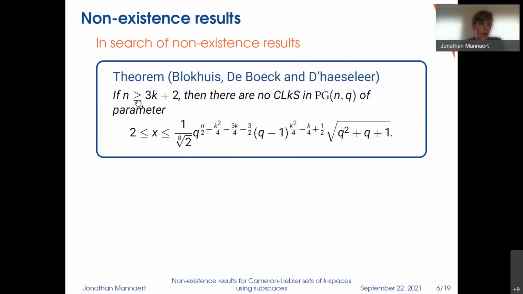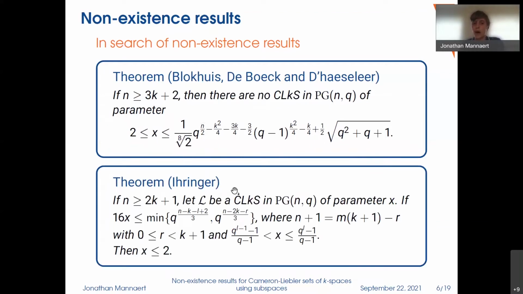Here they prove for n bigger or equal to 3k plus 2 that there does not exist Cameron-Liebler sets of k-spaces for x in this range. This is a very beautiful result, and it's often improved by a theorem from an article from Ferdinand Ihringer, where he often improves this interval, where he often improves the upper bound.